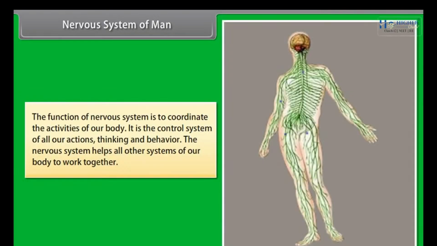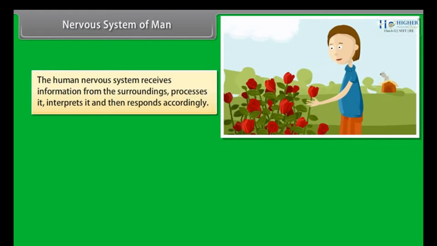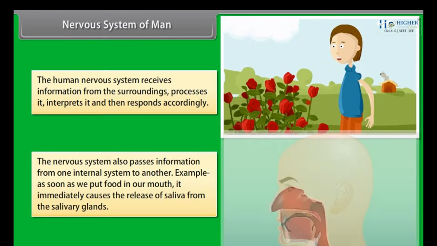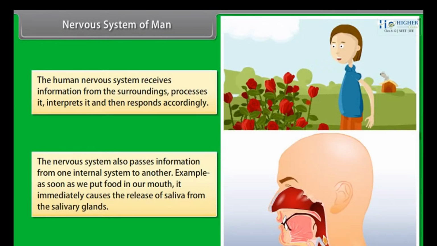The function of nervous system is to coordinate the activities of our body. It is the control system of all our actions, thinking, and behavior. The nervous system helps all other systems of our body to work together. The human nervous system receives information from the surroundings, processes it, interprets it, and then responds accordingly. The nervous system also passes information from one internal system to another. Example, as soon as we put food in our mouth, it immediately causes the release of saliva from the salivary gland.